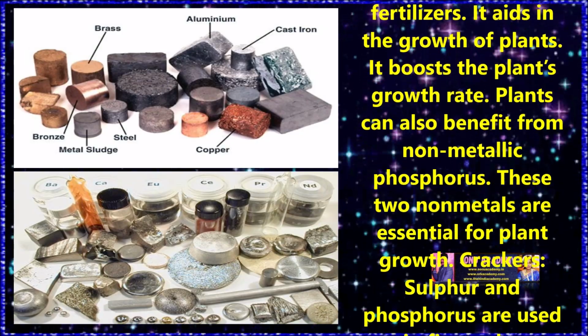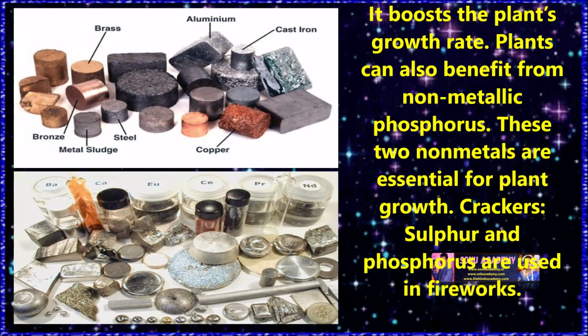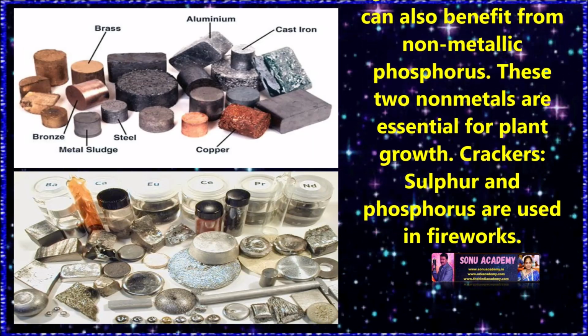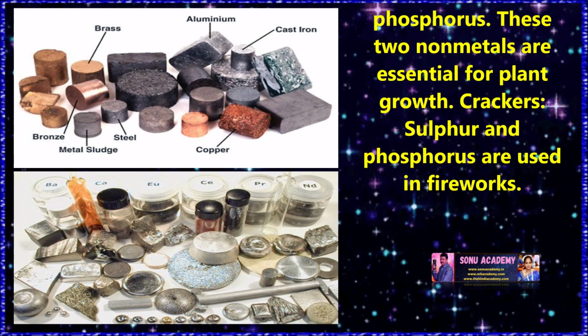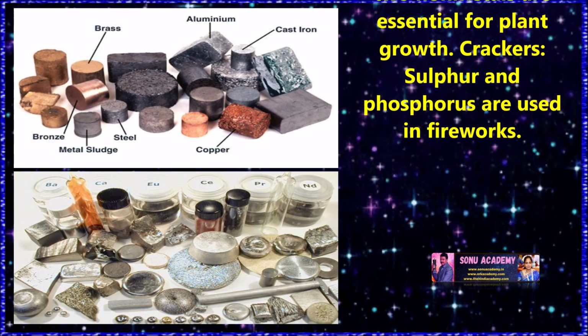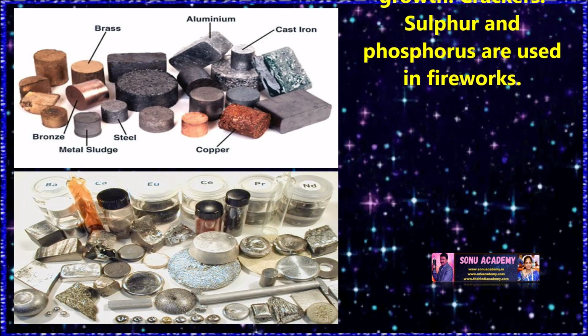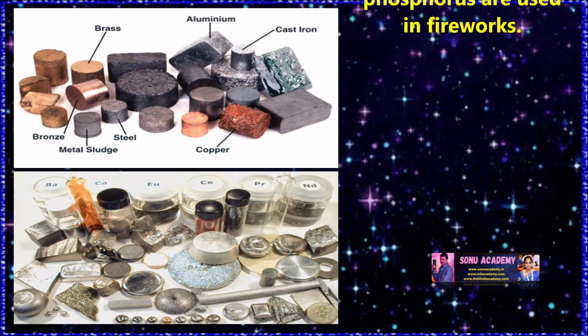It aids in the growth of plants. It boosts the plant growth rate. Plants can also benefit from non-metallic phosphorus. These two non-metals are essential for plant growth. Crackers. Sulfur and phosphorus are used in firecrackers.